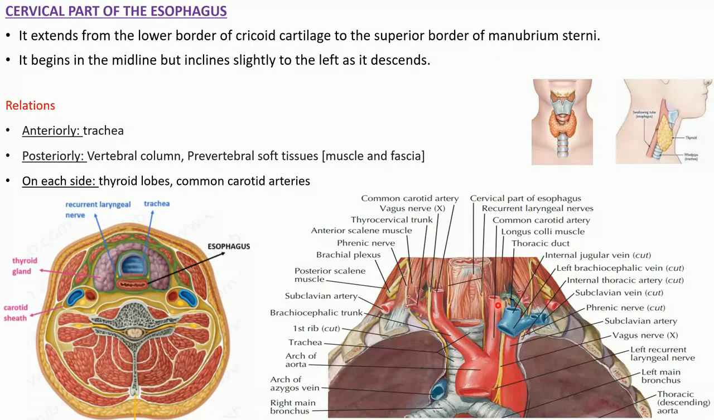Laterally, you can also see that we shall have the common carotid arteries. This is the right, it's going to ascend. This is the left, it's going to also ascend. They are going to be on either side of the cervical part of the esophagus. Then there are some associated nerves. You can see the recurrent laryngeal nerves.